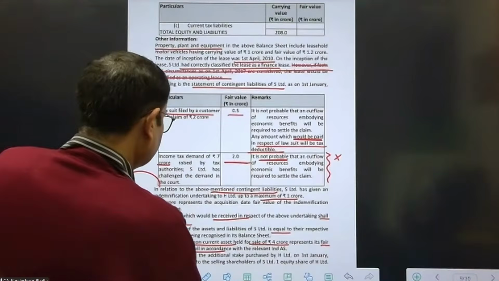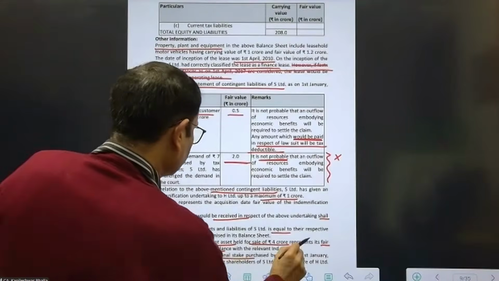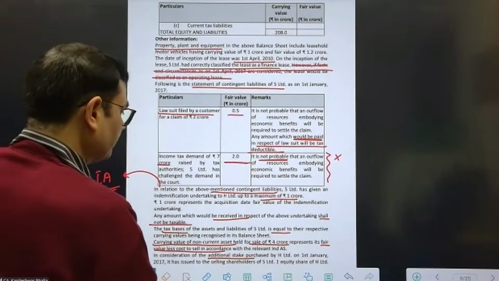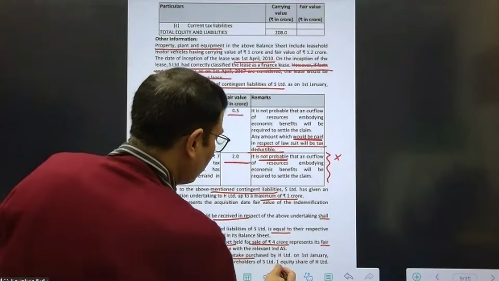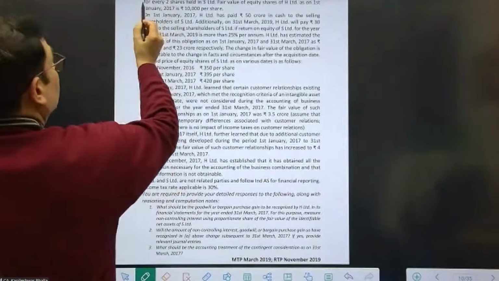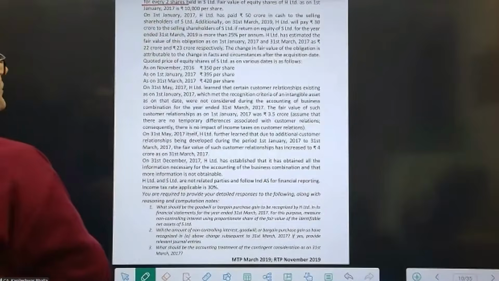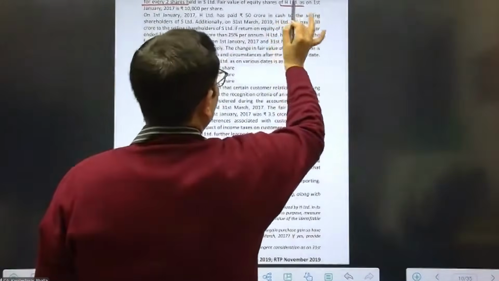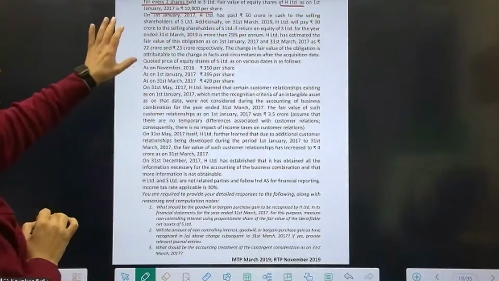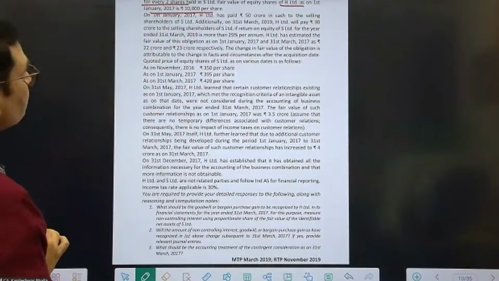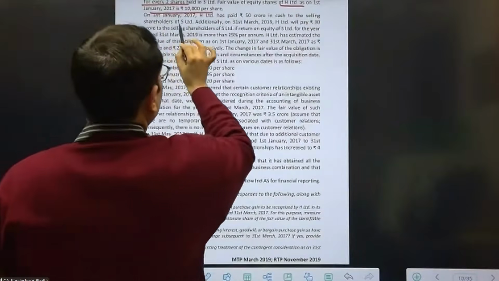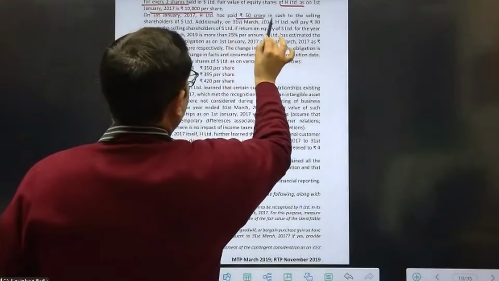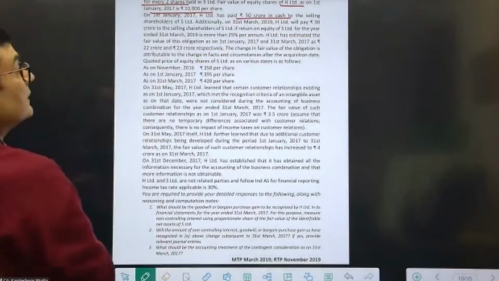Then he says, in consideration of the additional stake purchased, it issued to the selling shareholders one equity share of H. So he's giving you how the purchase consideration is discharged. So we issue one share for every two shares. And the fair value of the equity shares of the company H on the date of acquisition is 10,000 per share. That is to calculate the purchase consideration. Then he says on January 17, H paid 50 crores cash to the selling shareholders.